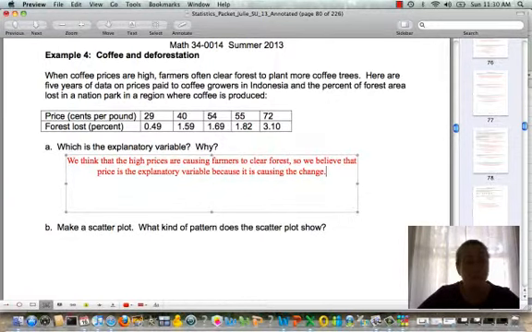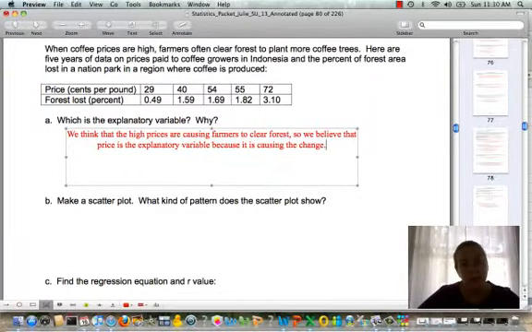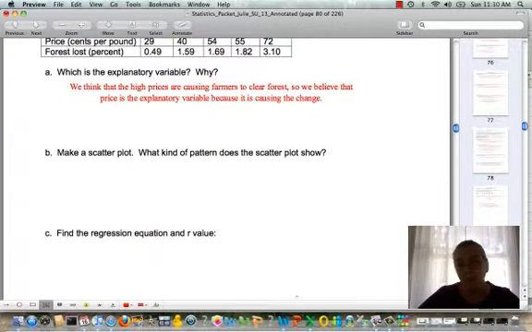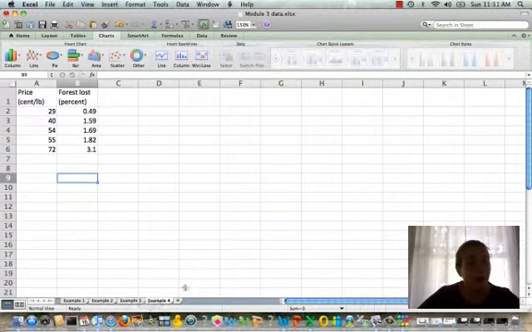Okay, so then that would mean that the forest loss would be the response variable, although I didn't ask that question here. So now we want to make a scatter plot and look at what kind of pattern the scatter plot shows. So again, I'm going to go over to Excel, and then I'm going to go to the Example 4 tab down here on the bottom.